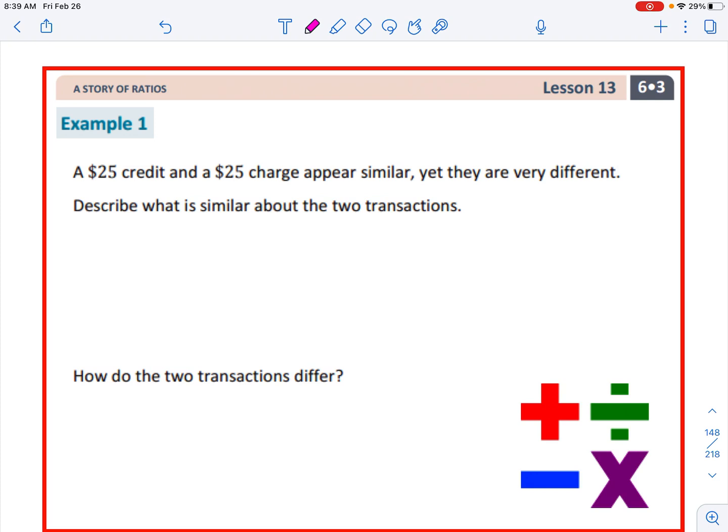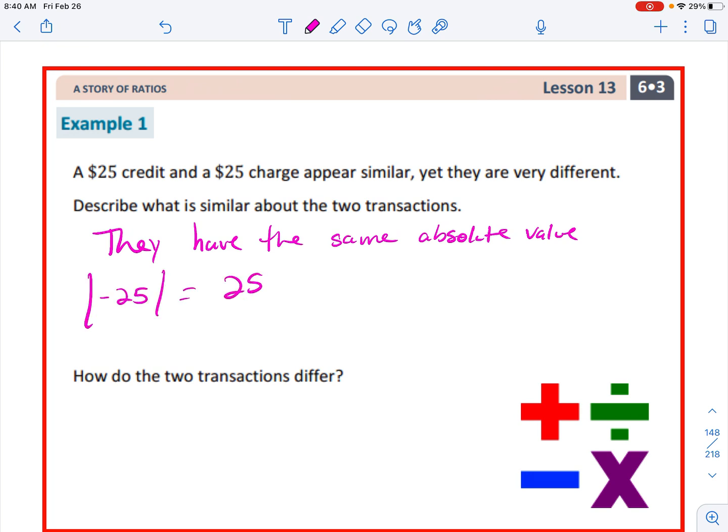Let's look at example 1. Example 1 tells us a $25 credit and a $25 charge appear similar, yet they are very different. What is similar about the two transactions? Well, they have the same absolute value. And we can write that, okay, the absolute value of negative 25 equals 25. And the absolute value of 25 also equals 25.